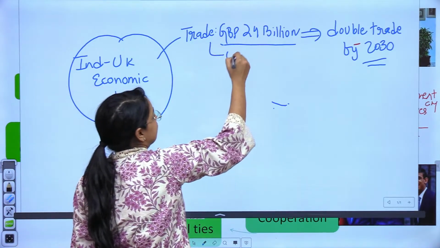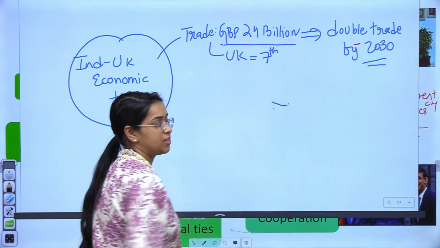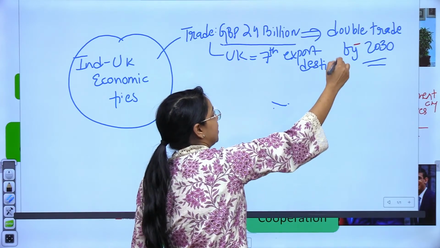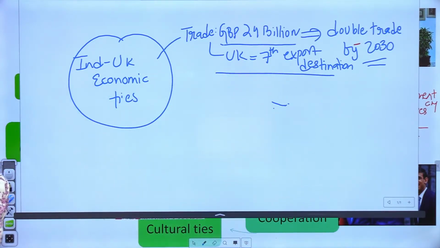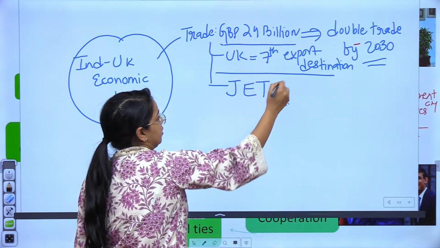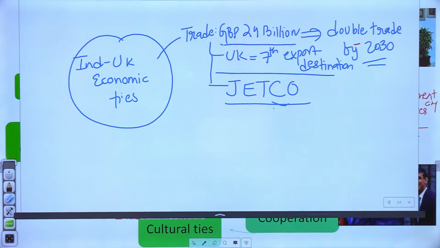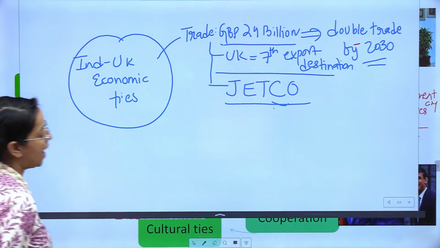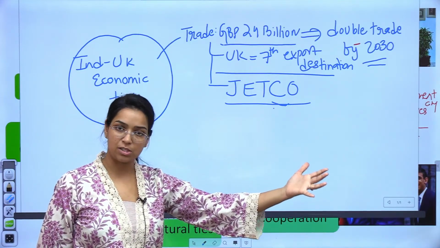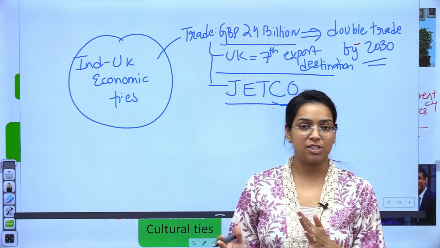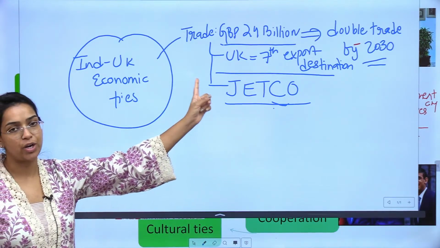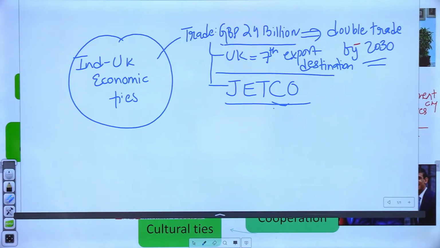Now UK is the 7th largest export destination for India, right? India जितने भी exports करता है उसमें से 7th number पे जो country आती है, that is UK itself, right? Both the countries have also established JETCO, or what you can call the Joint Economic and Trade Committee, to resolve the issues related to trade and investment, to increase the level of trade and investment between the two regions, right? So institutional mechanism भी establish किया गया है trade and investments को boost करने के लिए, right?